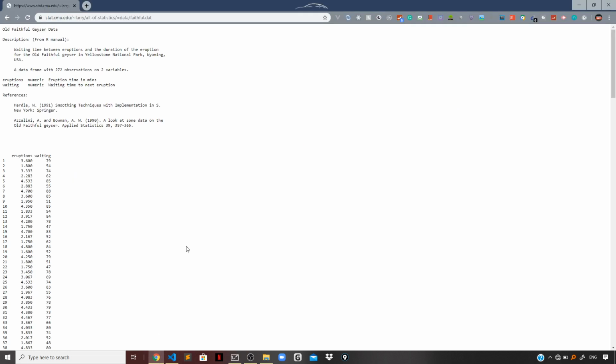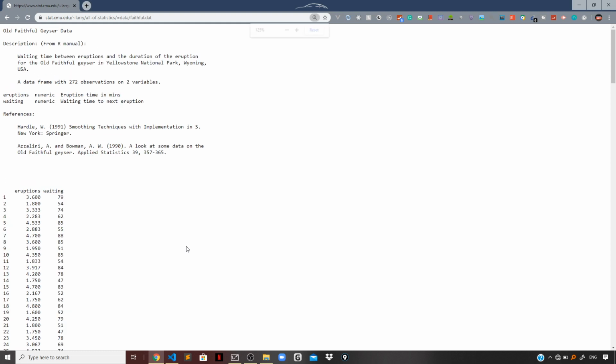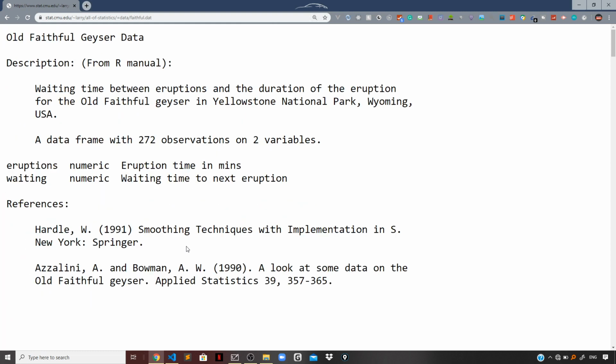So let me zoom this a bit. Okay, so we'll be working with the Old Faithful Geyser dataset, and in this problem basically you have to predict when the next eruption will occur. So we are given a natural geyser and you are given input variables like the waiting time between eruptions. Between two successive eruptions we are given the waiting time and the duration of eruption for the Old Faithful Geyser in Yellowstone National Park.